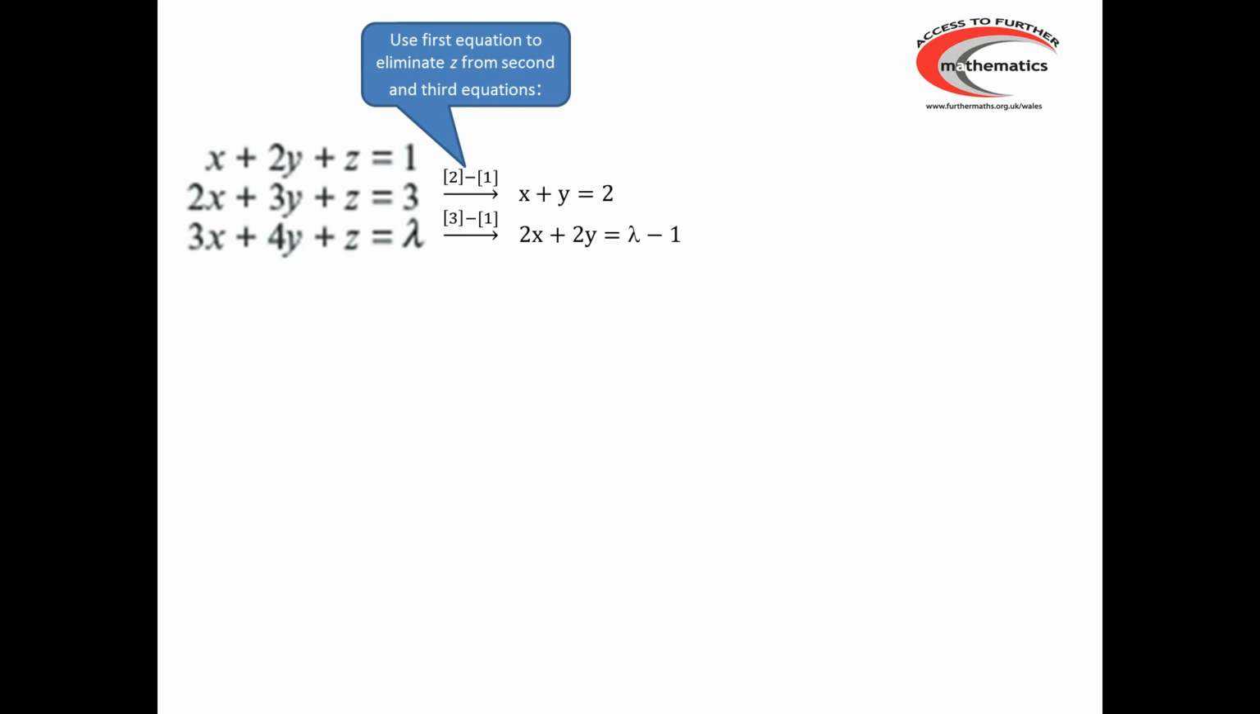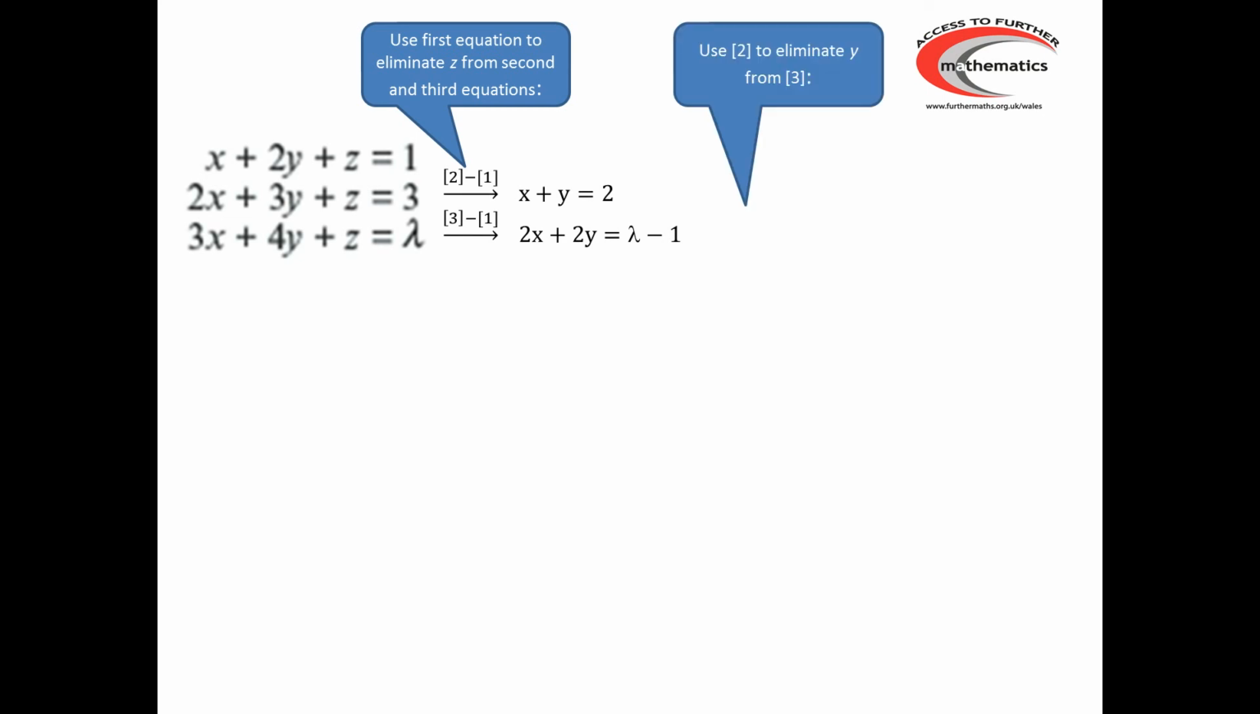Similarly, we can eliminate z from the third equation by subtracting equation 1. 3x take away x is 2x, 4y take away 2y is 2y, z take away z is no z, and lambda take away 1 is lambda minus 1. So we've now got three equations. The first equation we've done absolutely nothing with. The revised second equation has now only got x and y in it, and the revised third equation has only got x and y in it.